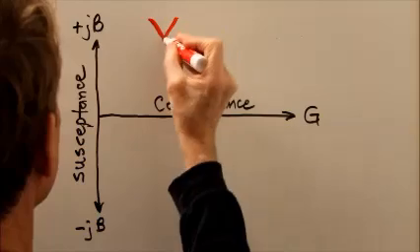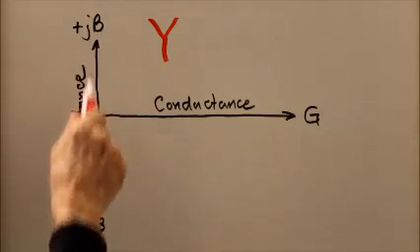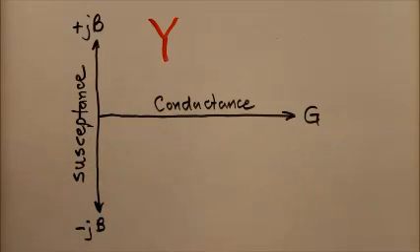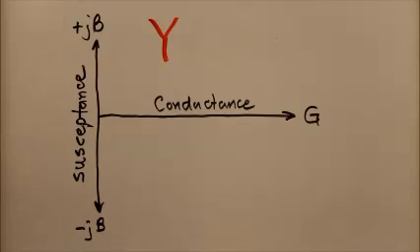Remember, admittance is generally represented as Y, an uppercase italic Y. We have in this plane susceptance going up and down on the imaginary axis, and conductance going out horizontally along the real number axis. Conductance is represented by an uppercase italic letter G. Susceptance is represented by an uppercase italic letter B, preceded by the j operator to indicate that it's imaginary.